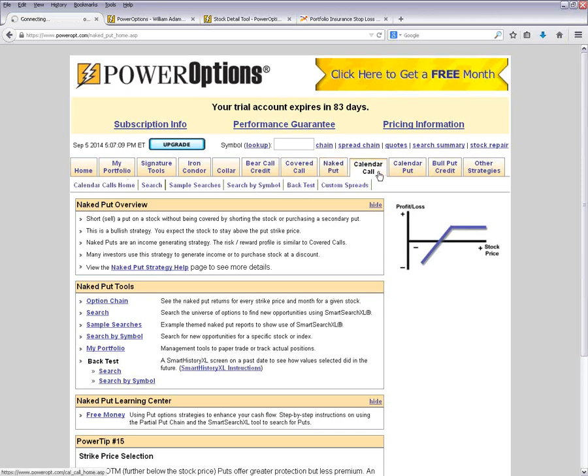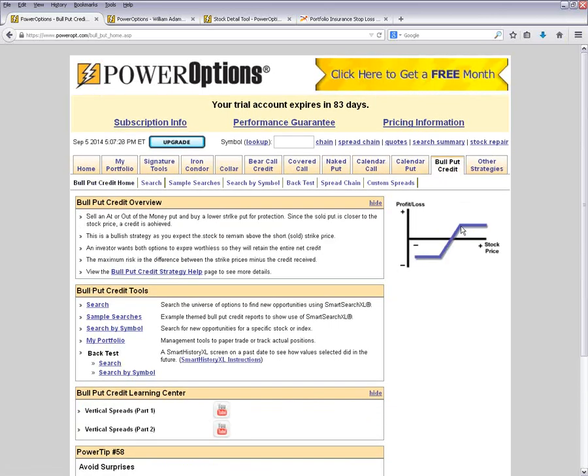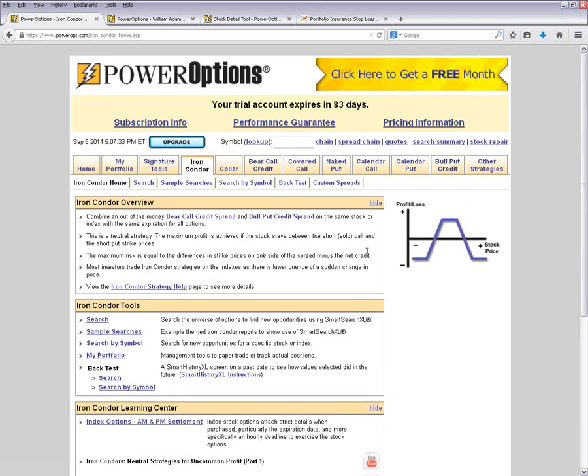This is fantastic. Calendar spreads, again, we might be getting more for selling that near-term call. Bull put credits, a lot of premium here, because we're hoping the stock goes up and we're getting a lot of premium for our spread, or even a bear call. And then, of course, there's the iron condor, getting more bang for a buck in a high volatility market.